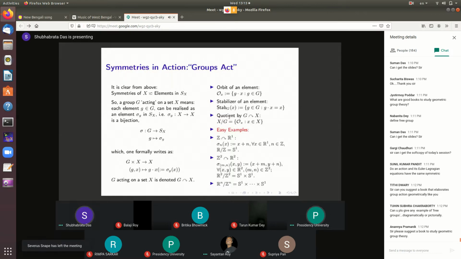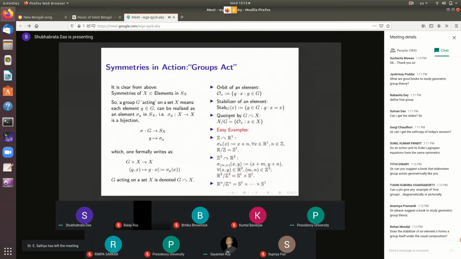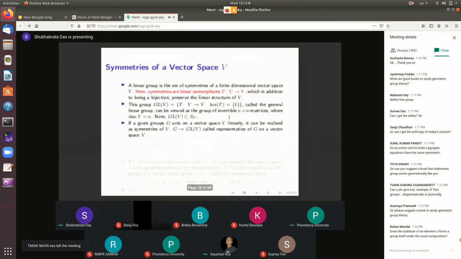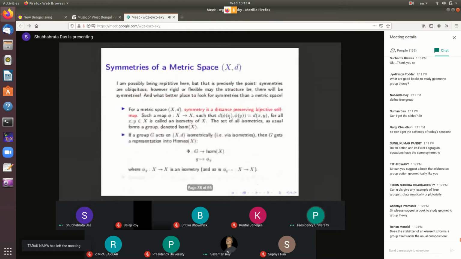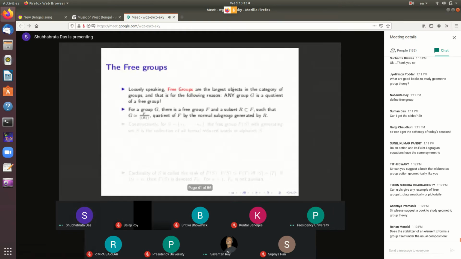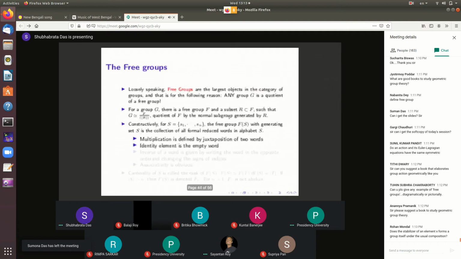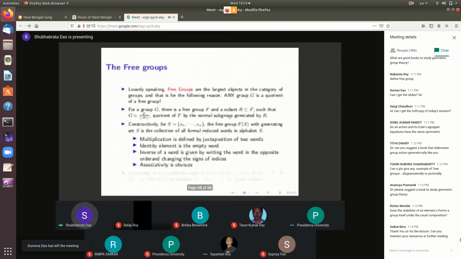Okay. Another thing is regarding free groups. Some are asking, what is a free group? Yeah. I just mentioned it on that slide. I briefly talked about the construction of a free group, and the free group is one.